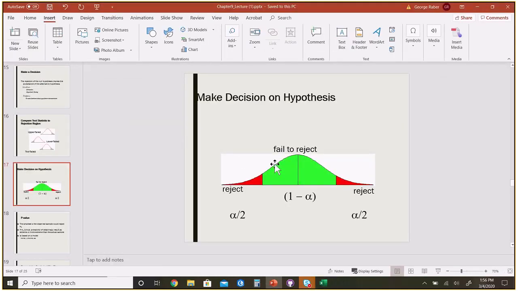All right. So that's where we make a decision. That's why sometimes it's helpful to draw this out, particularly in the early parts. You draw it on a paper and figure out what you need to do. You need to divide your alpha in half.